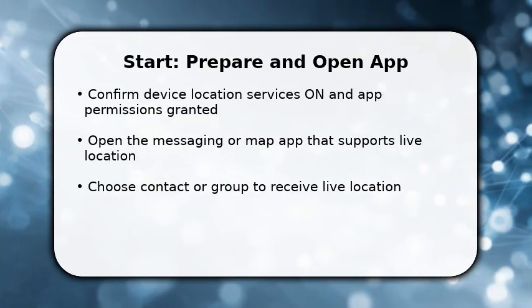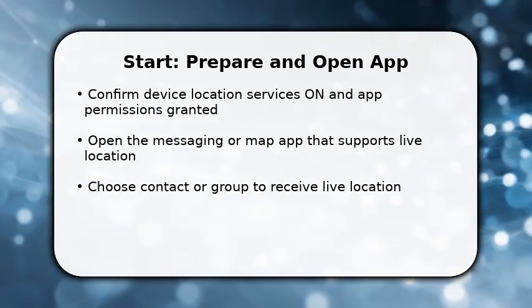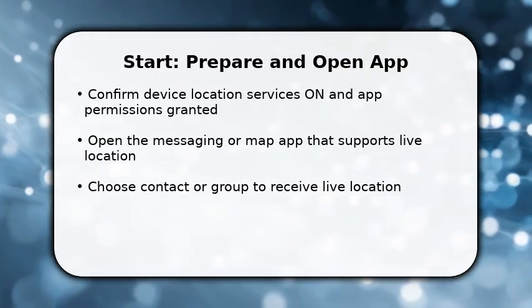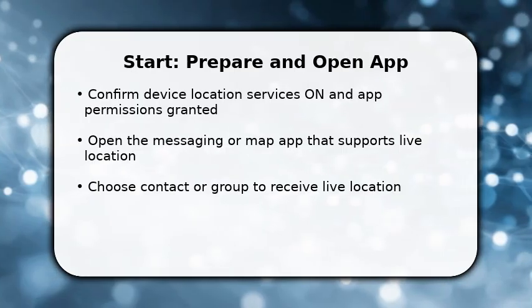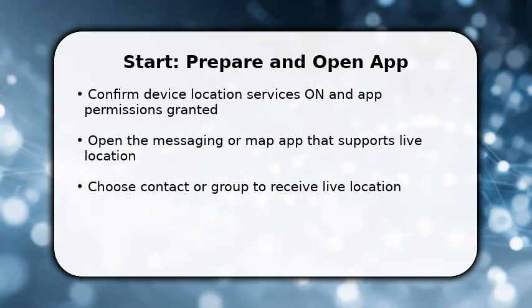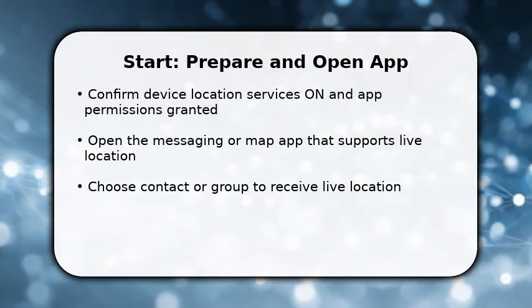Make sure location services and the app's permissions are enabled, because without them, the sharing won't work. Open the messaging or map app you plan to use and navigate to the chat or contact you want to share with. Once you've picked the recipient, tap the attachment or location icon to begin. This is the first actionable move.